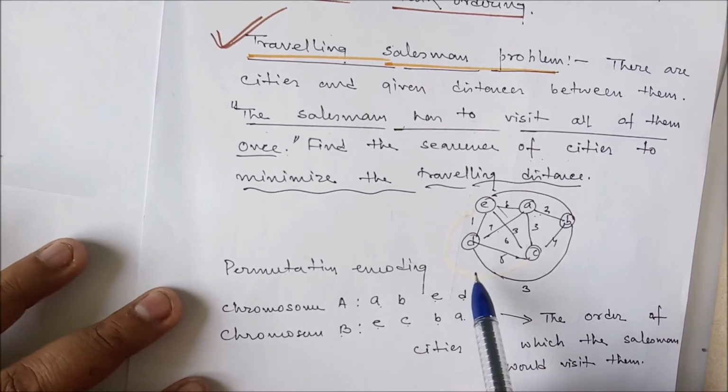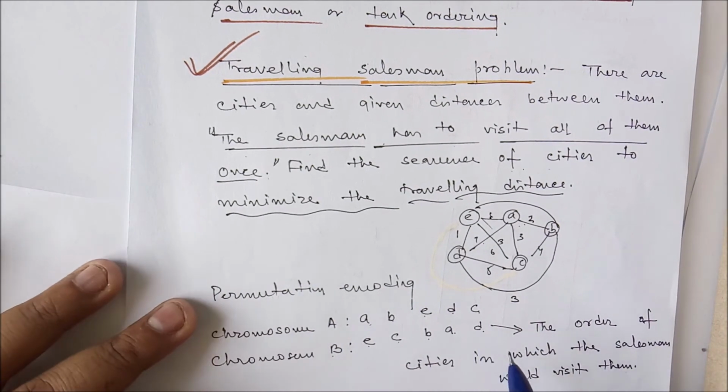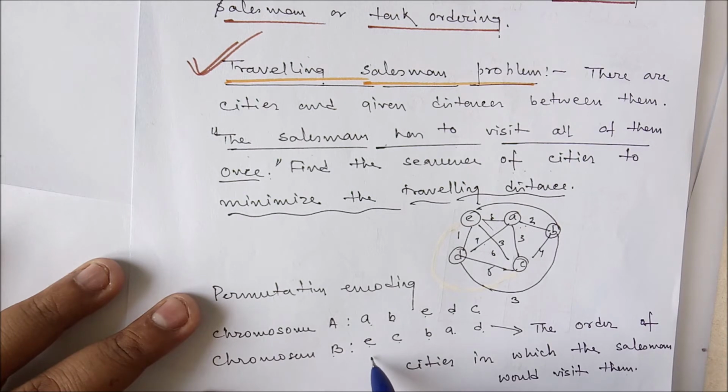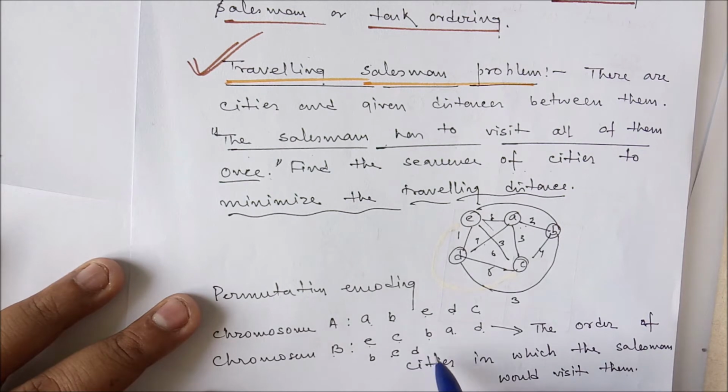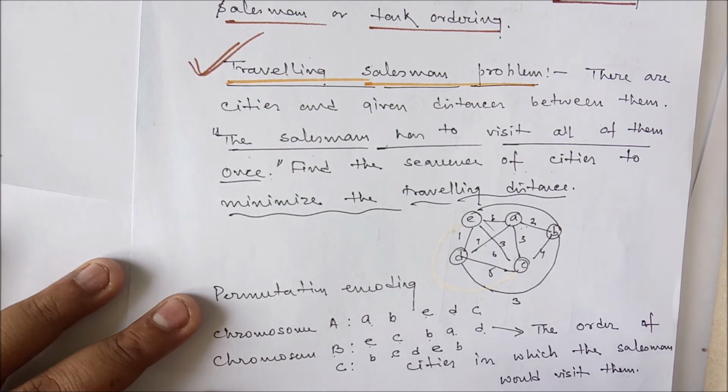This is also called the order encoding or permutation encoding, because here the order is very important. So first, say starting with B, then C, which means he moves from B to C. After that it is say D, D to E, E to B. Are you getting this? So this is what chromosome C is.